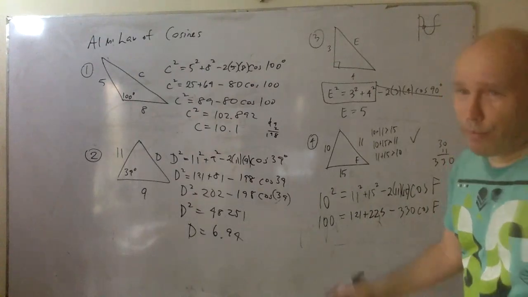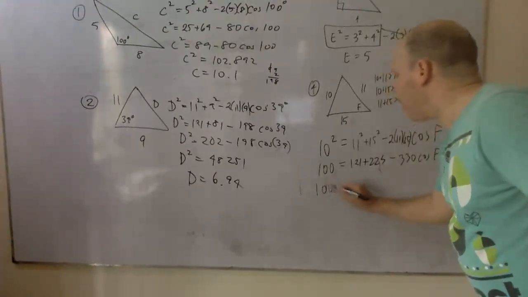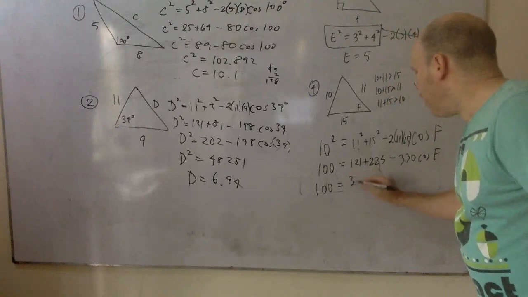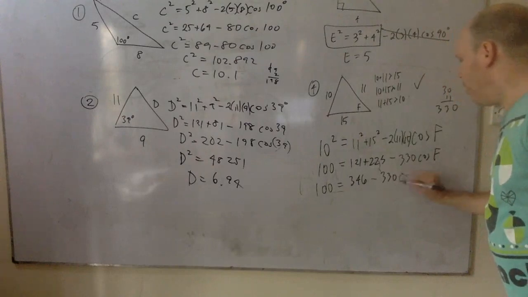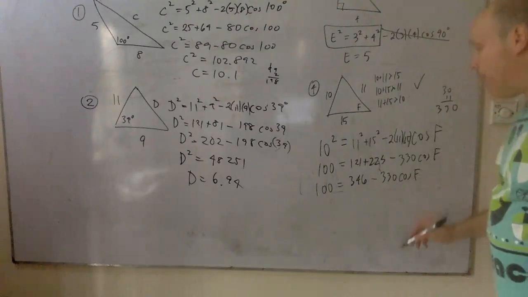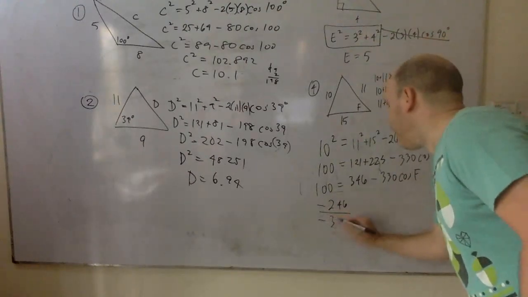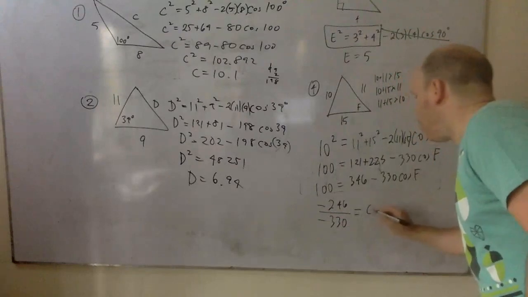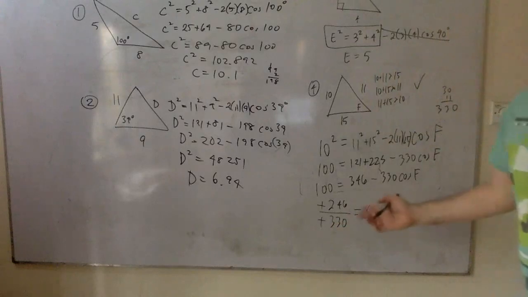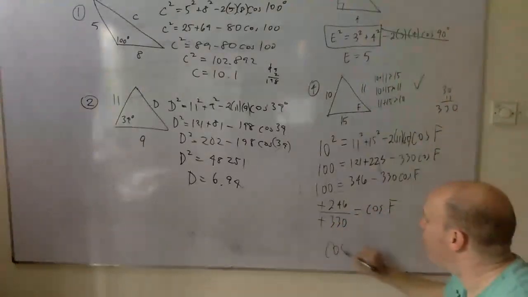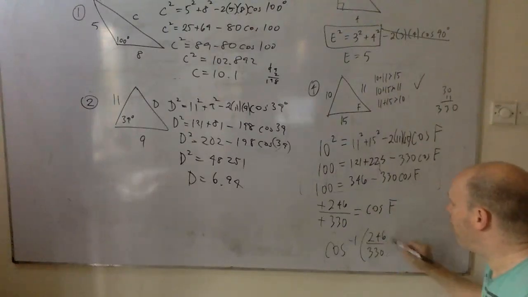Once again, this is a calculator problem, but I want to do it by hand to make a point. We have 100 equals 346 minus 330 cosine of F. Okay, negative 246 divided by negative 330 equals the cosine of F. Now, the negatives go out. So obviously, you're going to do the inverse cosine of 246 over 330.